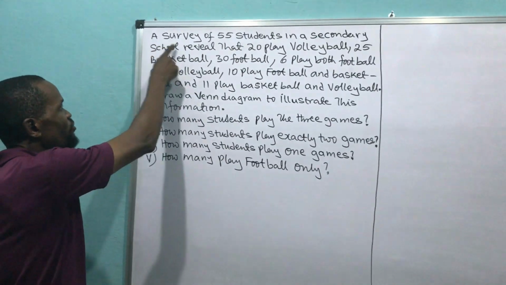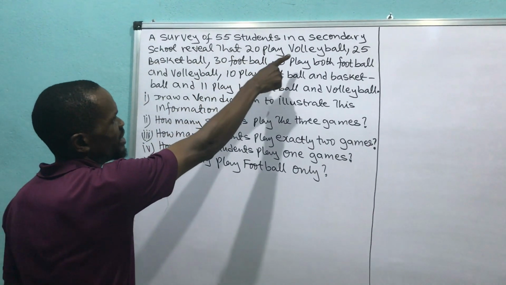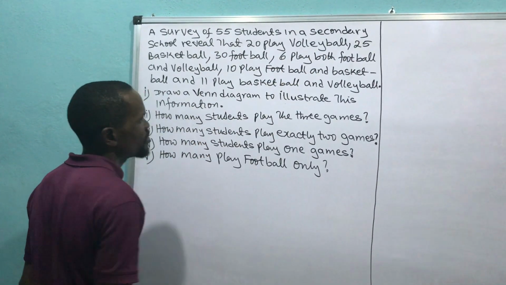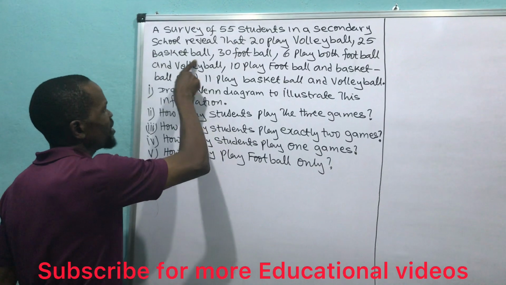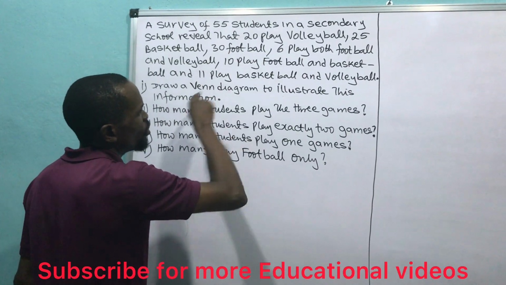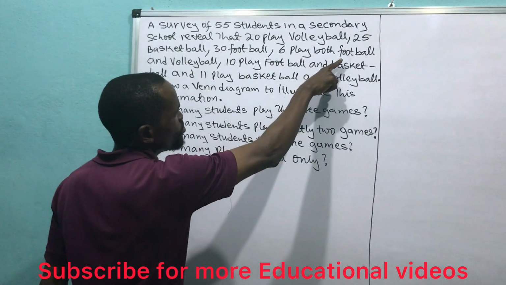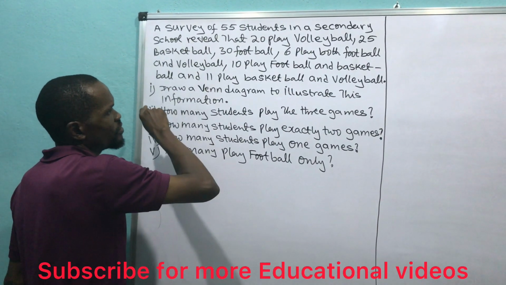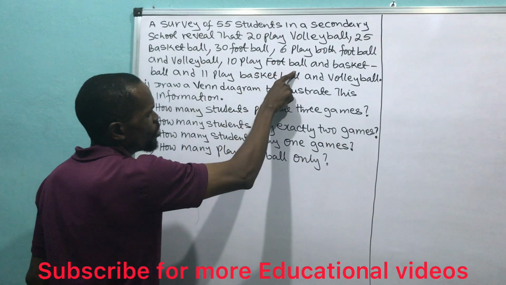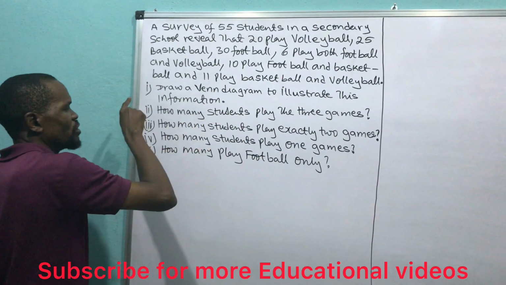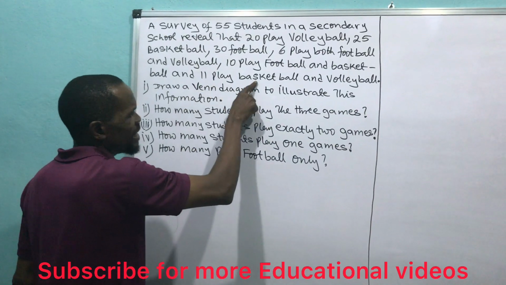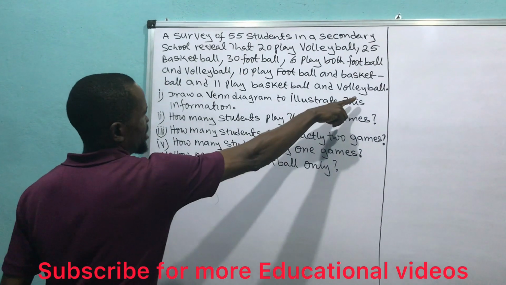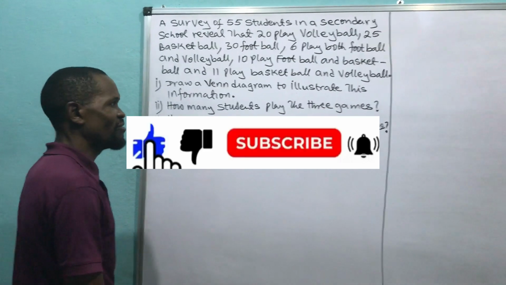This is the question we have for this. A survey of 55 students in a secondary school revealed that 20 play volleyball, 25 basketball, 30 football, and 6 play both football and volleyball. Then 10 play football and basketball, 11 play basketball and volleyball. That's the end of the statement.